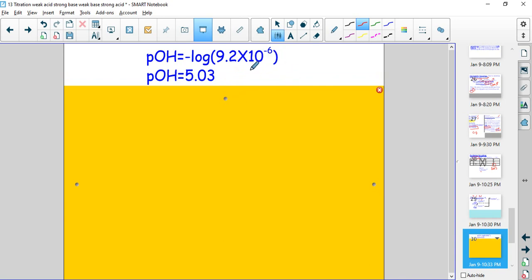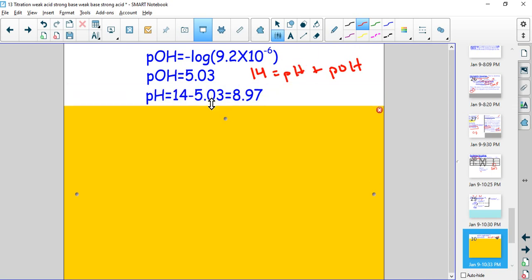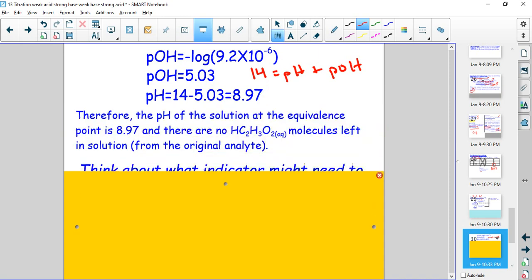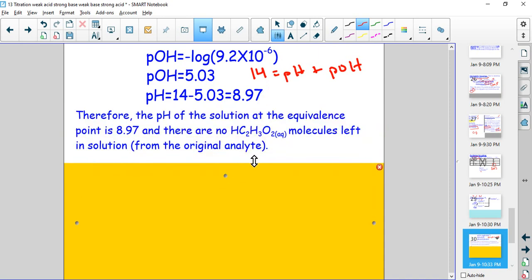And of course, the relationship back to grade 11, just to review, the relationship between pH and pOH is this. pH plus pOH is equal to 14. So once we know pOH, we can figure out pH. It's just 14 minus pOH. We get 8.97. So that's therefore the pH. That's the pH at equivalence. We now have our third major point.